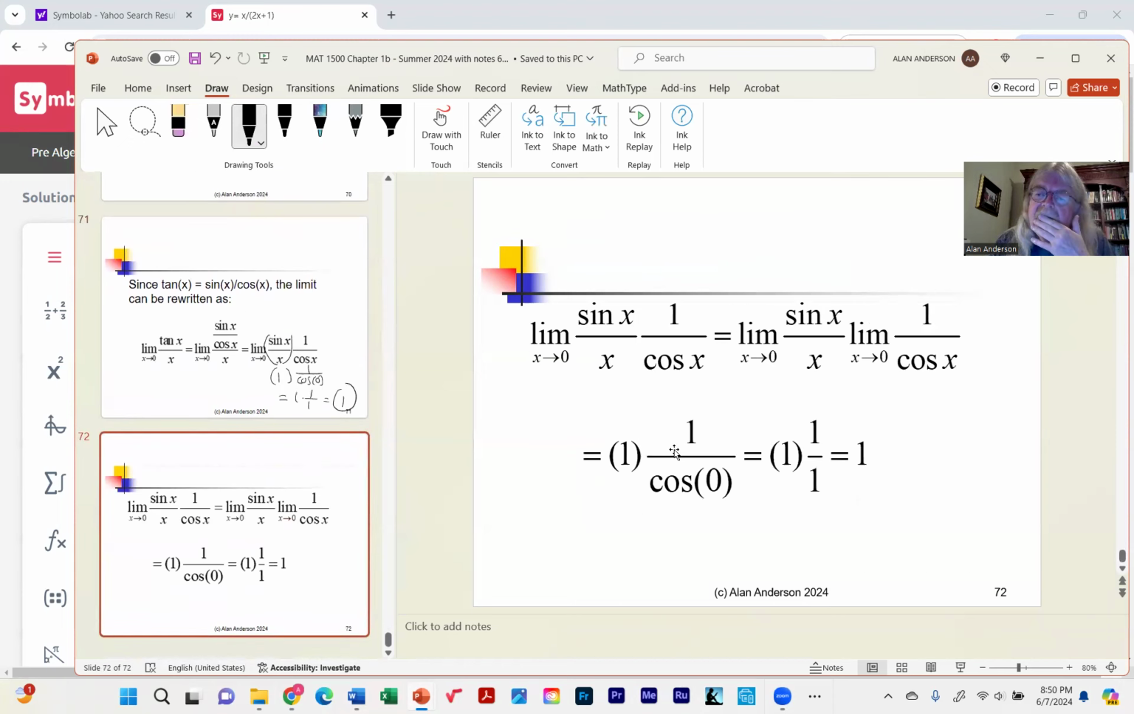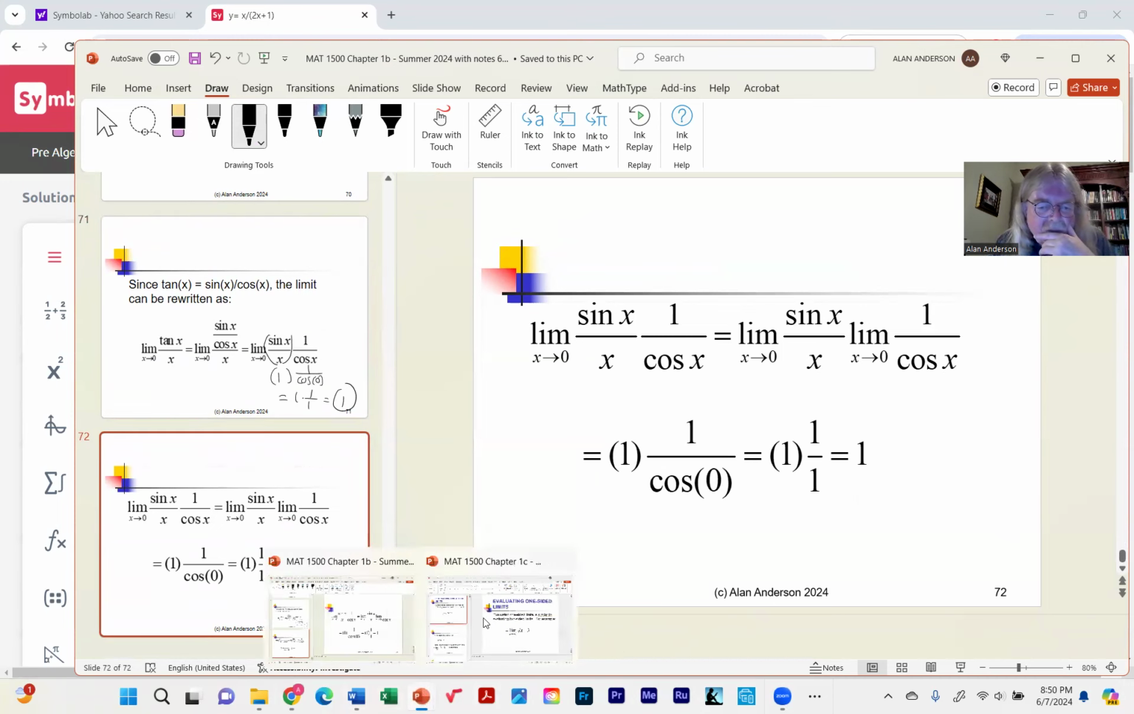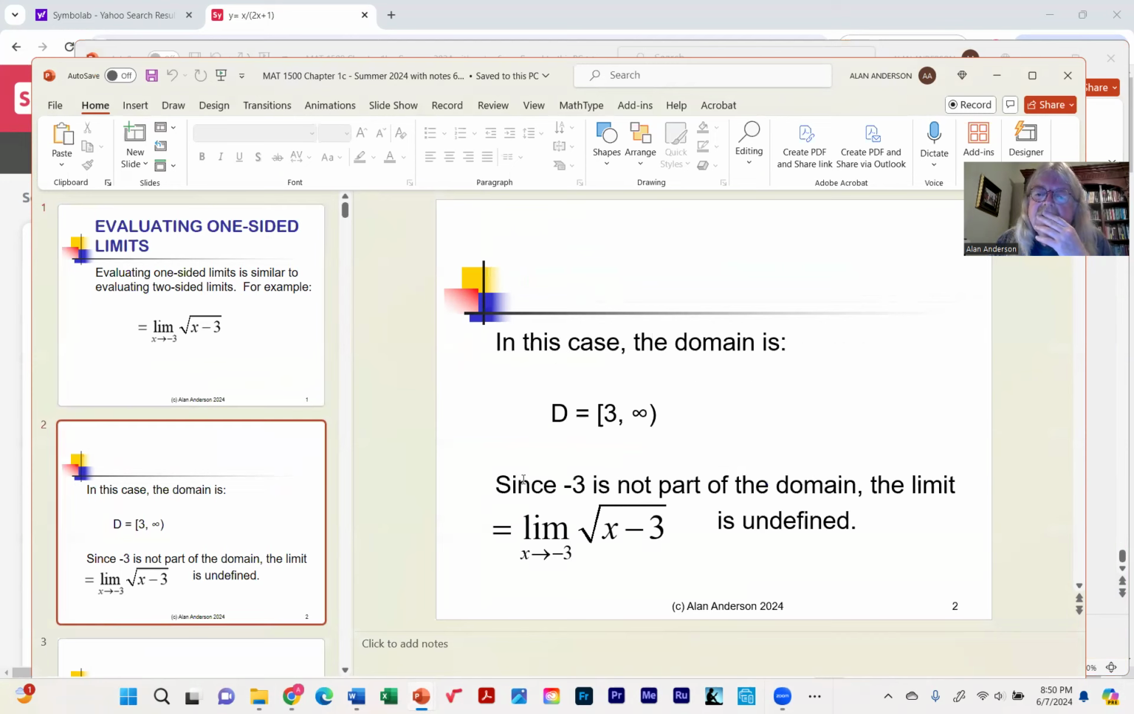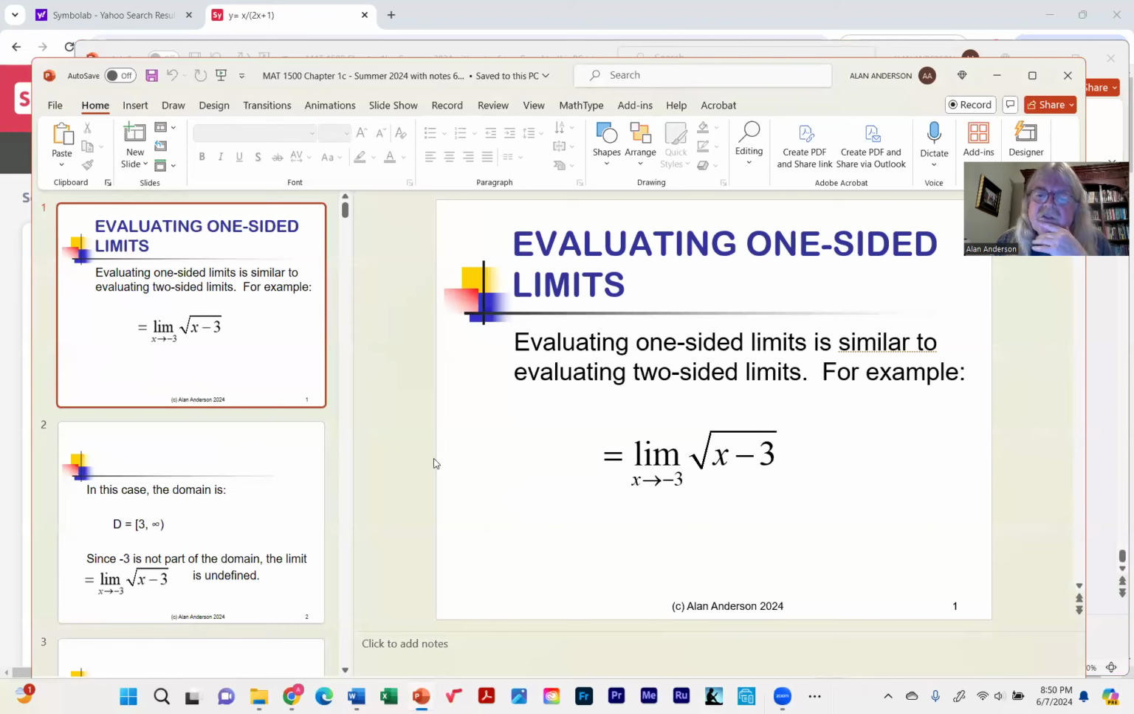So anyway, now we're ready for the third part of this discussion, which is called 1C. Here we're going to start by revisiting the idea of one-sided limits. Of course, this is a two-sided limit. And you can see the domain of this function is 3 up to infinity, including the 3.